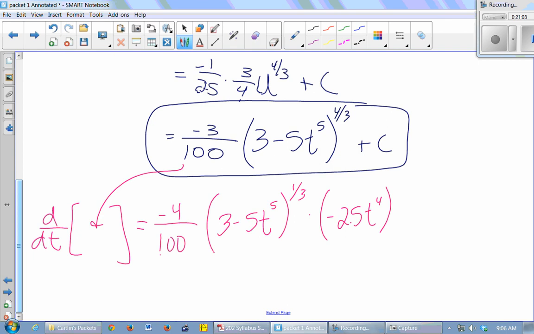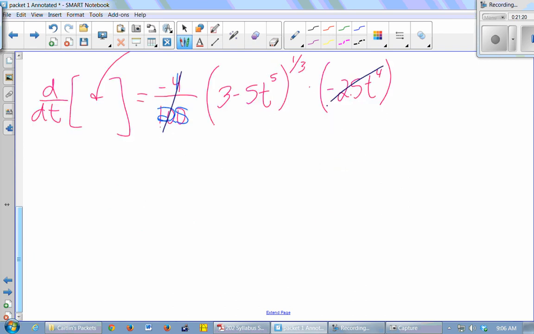And -4 over 100, that reduces to -1 over 25. So that cancels with that. And you're just left with t to the 4th times the cube root of 3 minus 5t to the 5th, which was our original integrand.